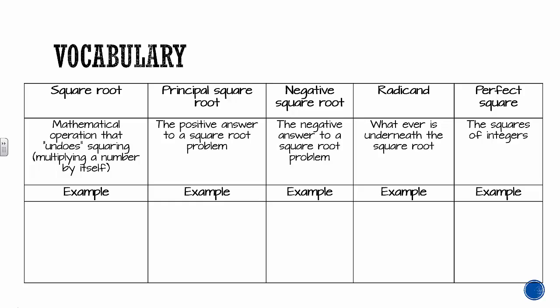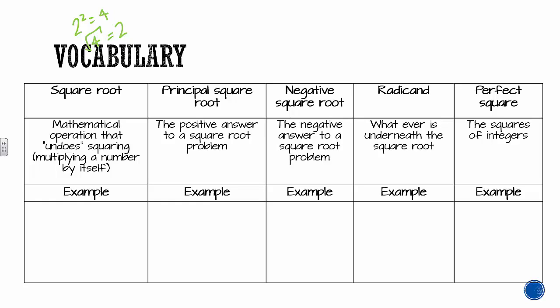First of all, a square root is a mathematical operation that undoes squaring a number or multiplying a number by itself. So if you have that 2 squared equals 4, the square root allows you to go backwards, and you can take the square root of 4 and get 2. And then there's 2 different answers that you can get. You can get the principal square root, which is the positive answer, or the negative square root, which is the negative answer, and we'll talk about that in a second.